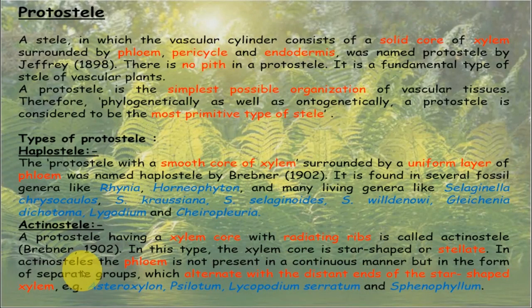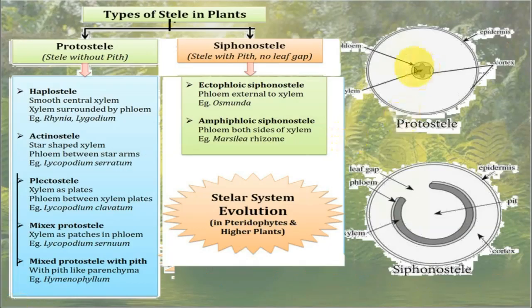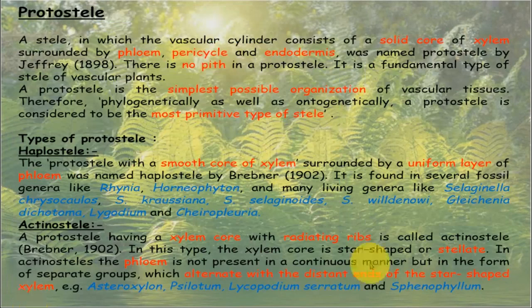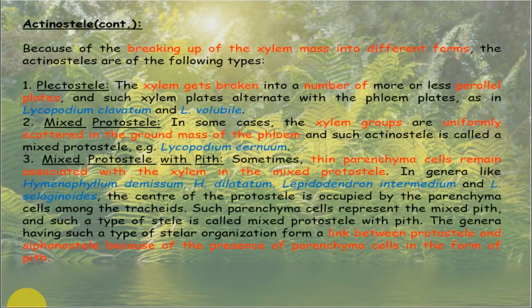In actinosteles, the phloem is not present in a continuous manner because the xylem is not a solid core as in haplostele. It is on radiating ribs. So between the radiating ribs, the phloem is present alternately, where in the space between two ribs, phloem is present. So phloem is not continuous. It is formed in separate groups, alternating with the distant ends of the star shape. Examples: Hylotum, Lycopodium, Serratum, Sphenophyllum, etc.